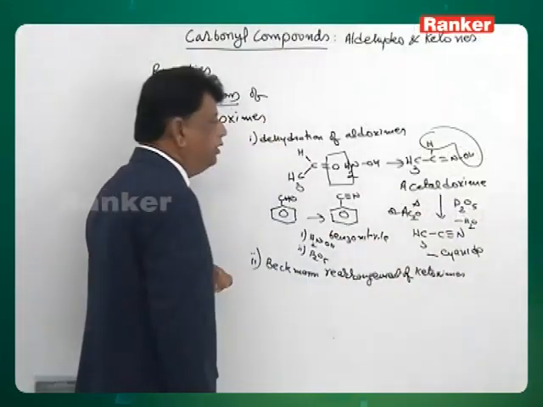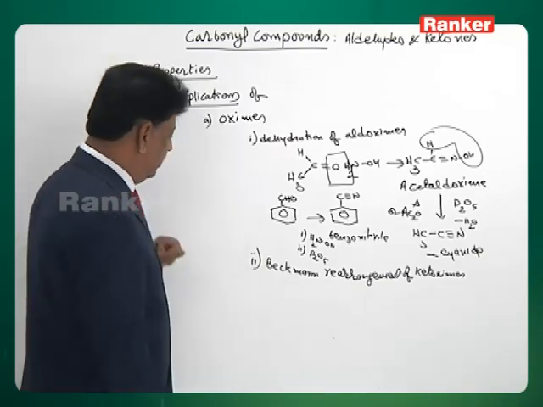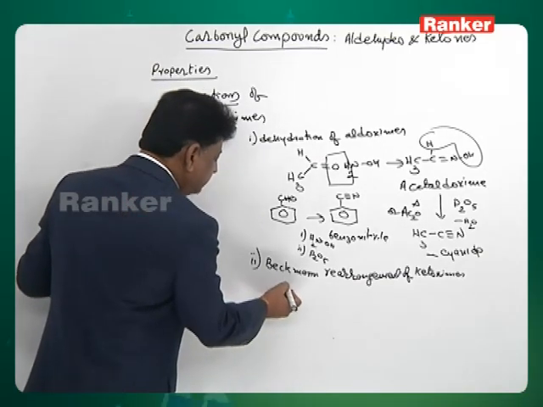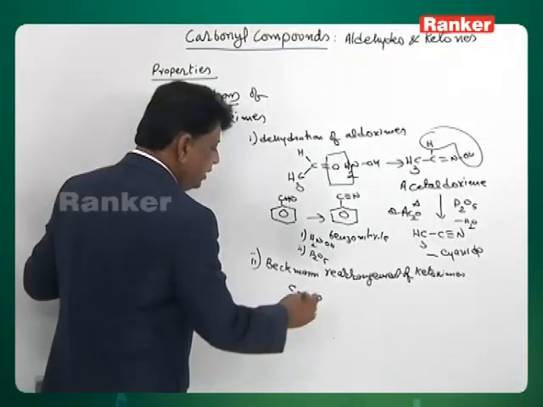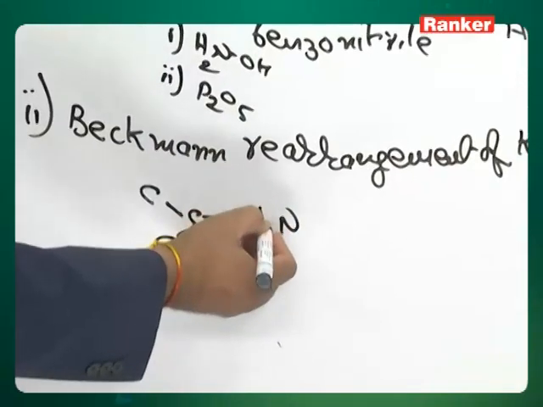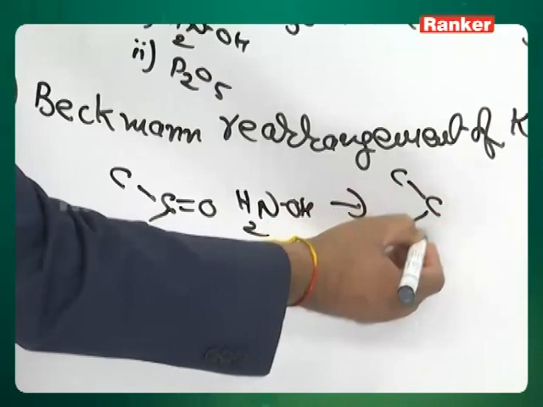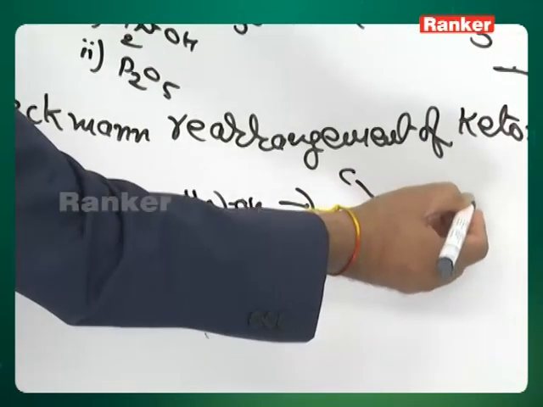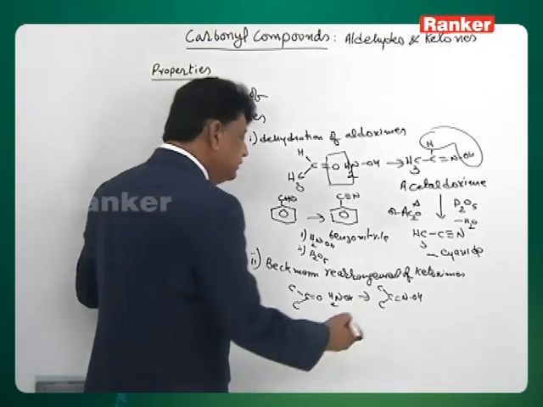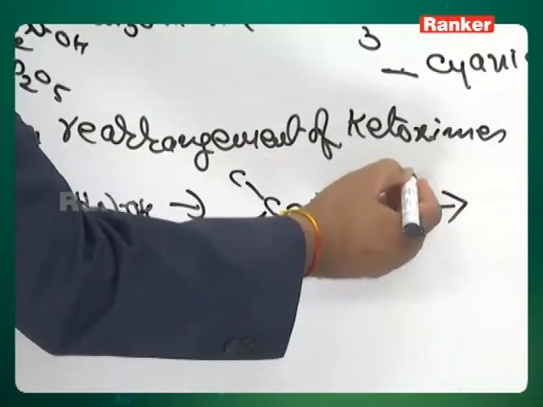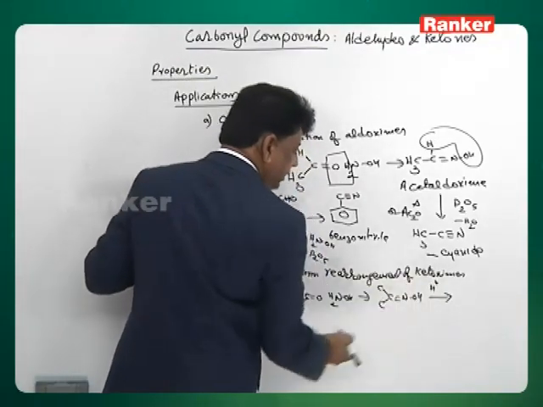So, aldoximes undergo dehydration, whereas ketoximes undergo rearrangement reaction. I will take here a ketone like acetone first, and convert it into the oxime by adding NH2OH. So what you will get is acetone oxime, the oxime corresponding to a ketone. This one, when you add H plus, a strong acid, the overall mechanism will be like this.